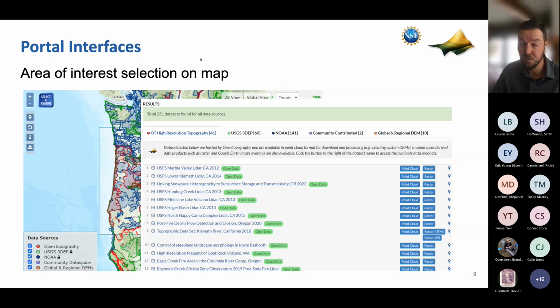So you pick the data set of interest, and you can see that on the right-hand side there are options to work with the point data, the raw data, or a pre-computed raster digital elevation model type product. Depending on your use case, you choose one of these.